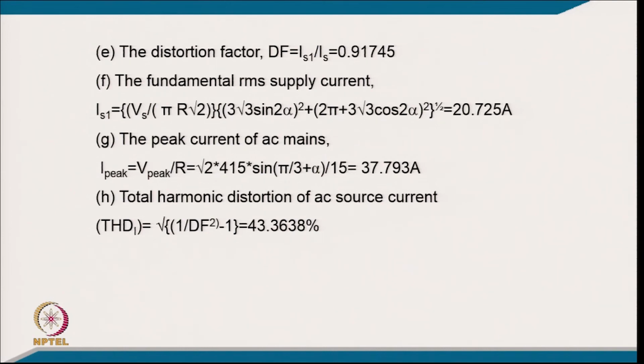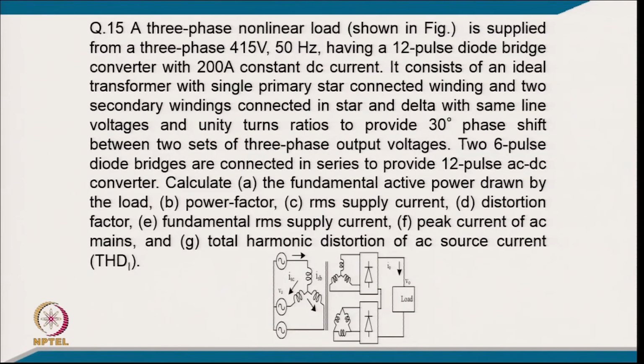will be Is1 upon Is, which is 0.9175. The fundamental RMS current from this relation you calculate as 20.725, and the peak current from this relation will be 37.793. The total harmonic distortion in this case comes to 43.36, which is less than 48% typically. So it is in between, you can call it that.